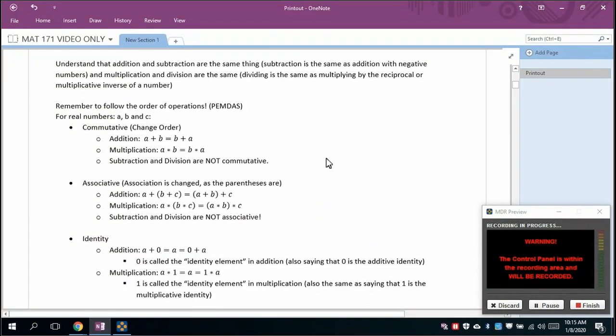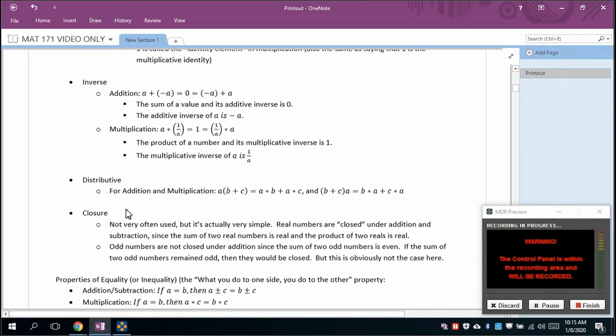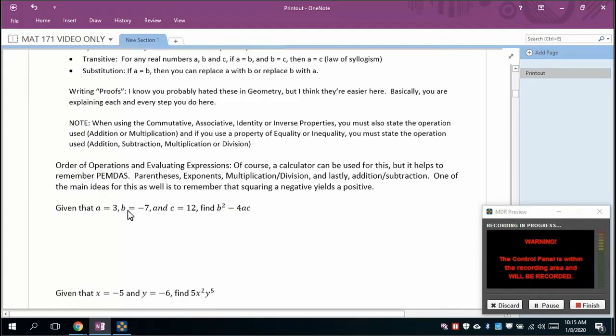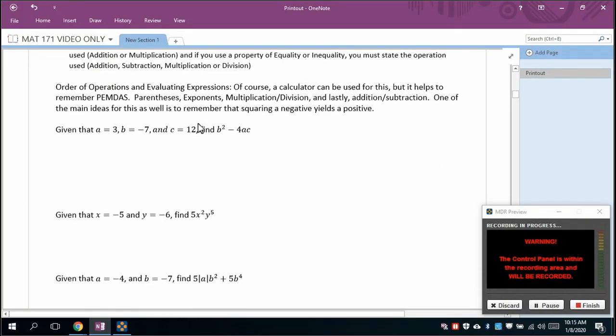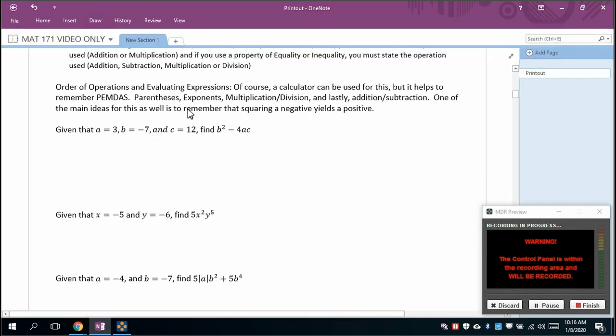Now, properties may seem very simple: commutative, which changes order, will come into play a little later on. Associative, identity, inverse, distributive, all this good stuff. You need to know your order of operations. One thing I always like to do is just do it straight up in the calculator. When you put a negative in, you have to put it inside of a parenthesis.